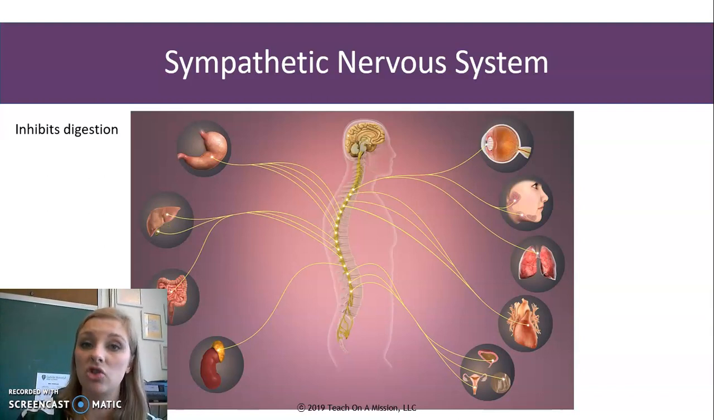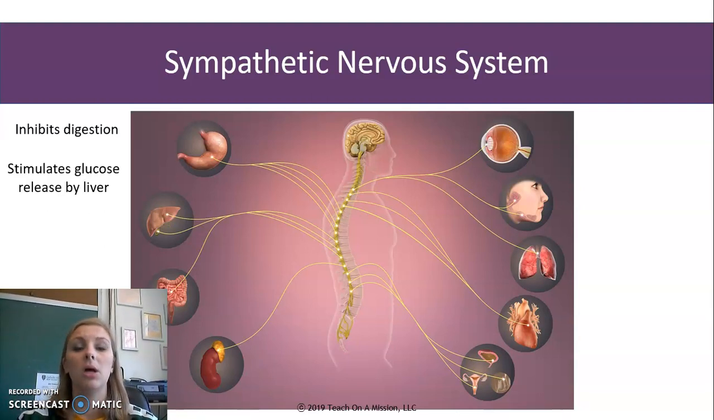We want that energy that our body would take to digest food to go somewhere else, to enable us to run away if we need to. It also stimulates glucose release by the liver. Glucose is our body's natural energy, and so it produces more energy that our body can burn. Okay, so we get more energy to be able to run or to fight back.